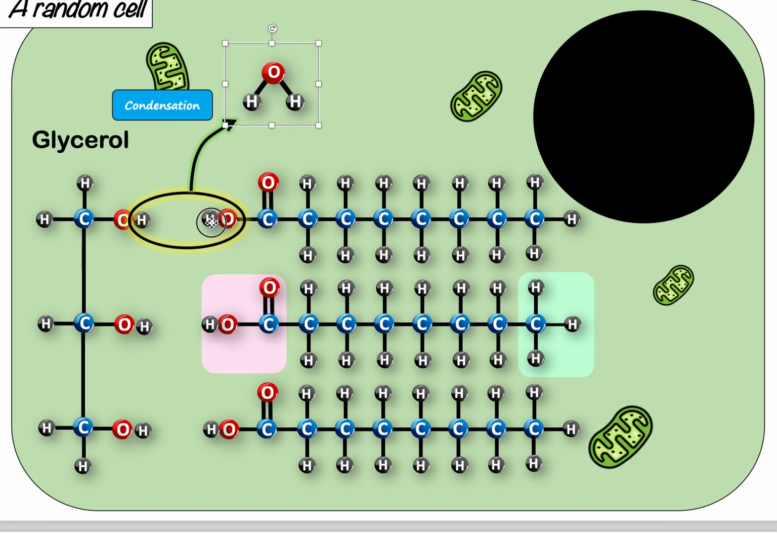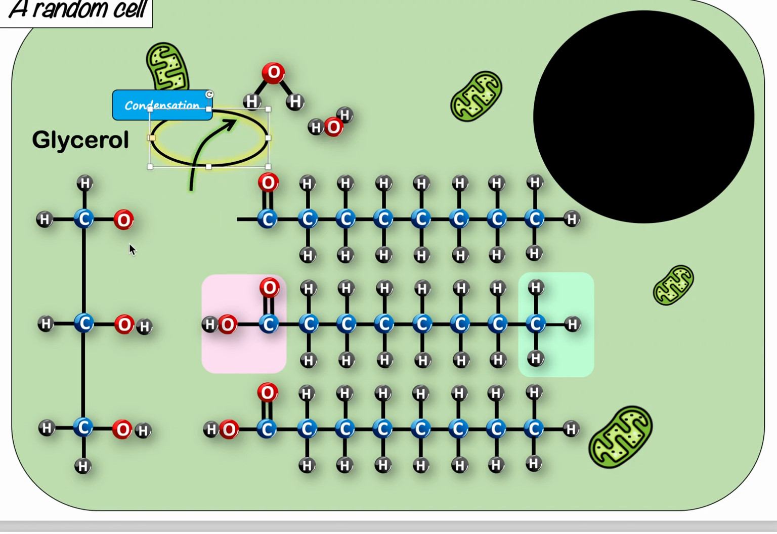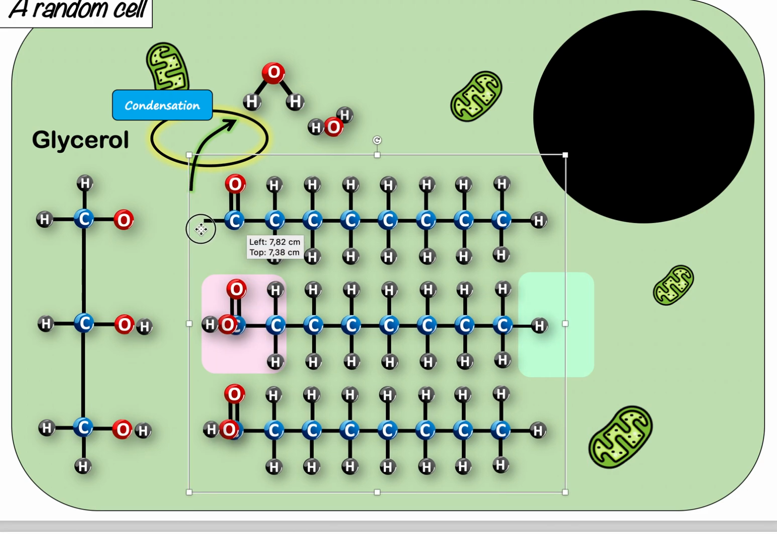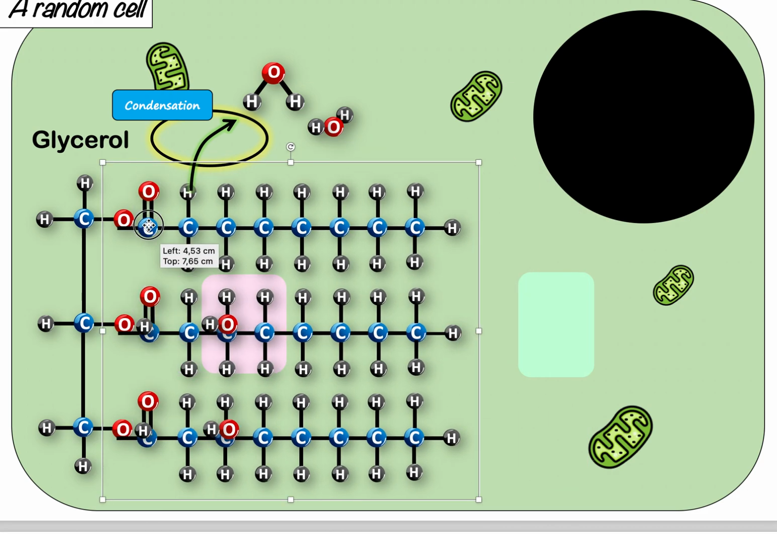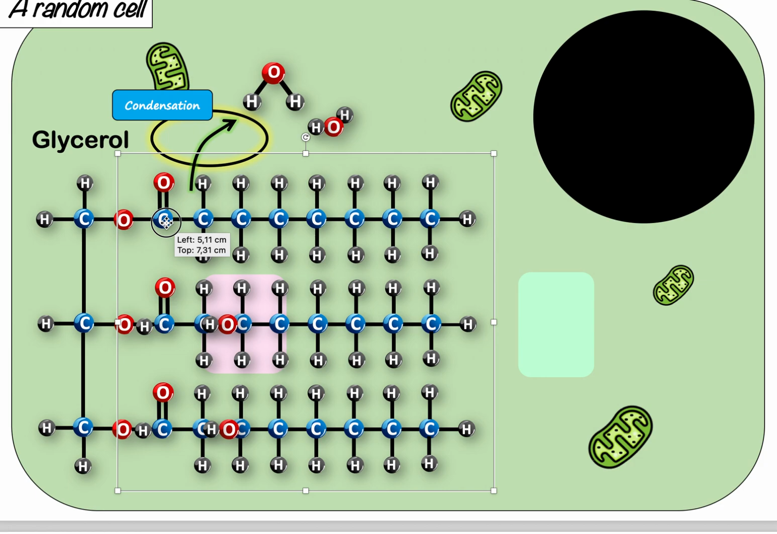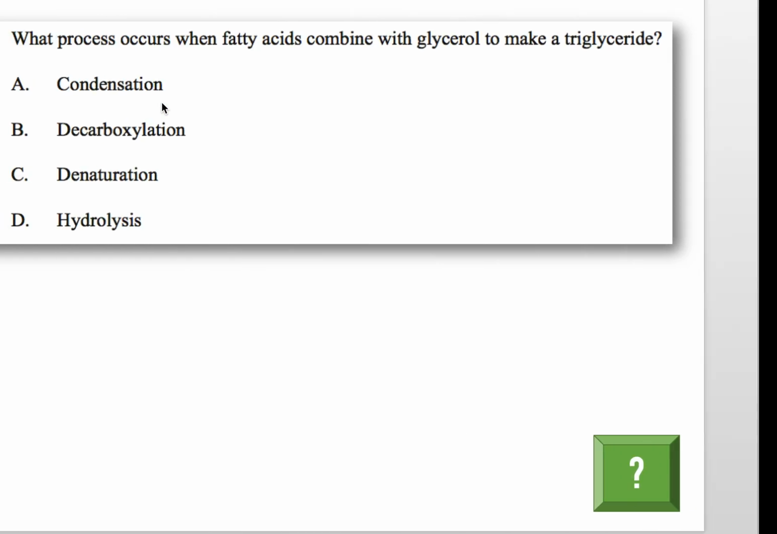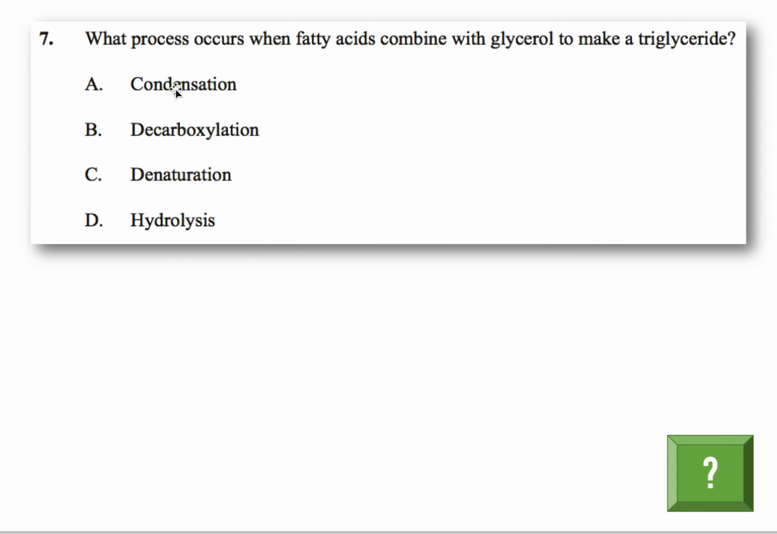And as they leave, so let me take it away. So as they leave as water, so here we have the water, now this oxygen is going to be missing a bond and this carbon is going to be missing a bond. So now they will move together and make this bond. Just like that. So this is a condensation reaction. So it's the first option, condensation.